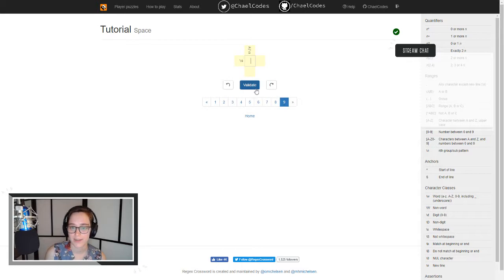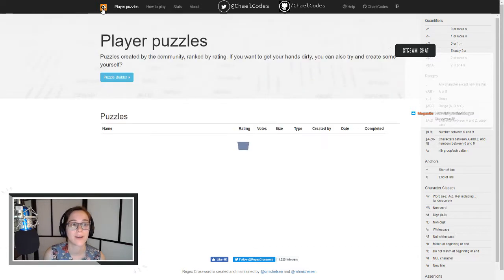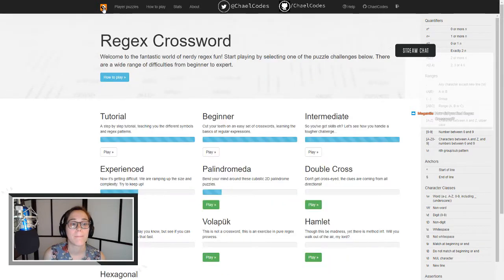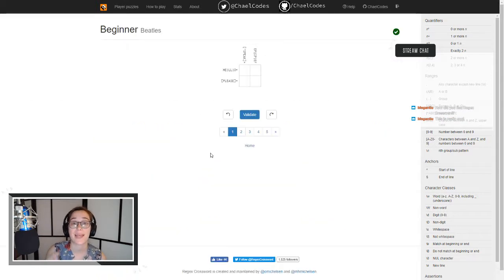Oh, but I think we're done. Are we done with all the tutorials? Awesome. So then we're going to pop over here back to our main one. You'll notice that most of these are filled out. I did not play these right before this session. I played these a couple of months ago when I first discovered Regex Crossword and when I was first thinking about it. I've tried to make sure that I haven't done these recently, which is why I got our /s wrong.